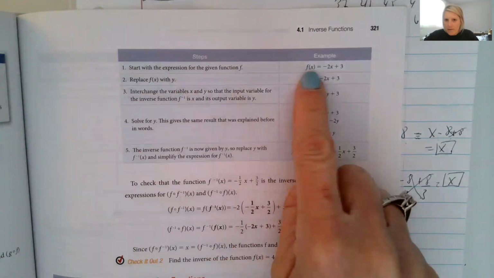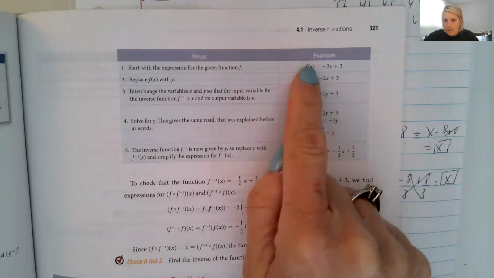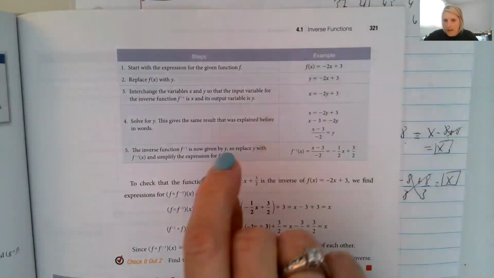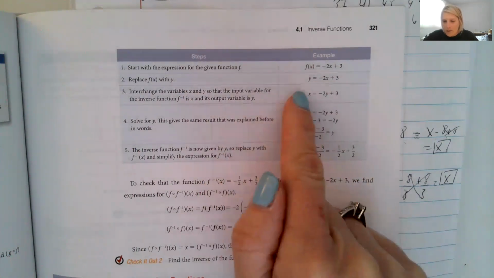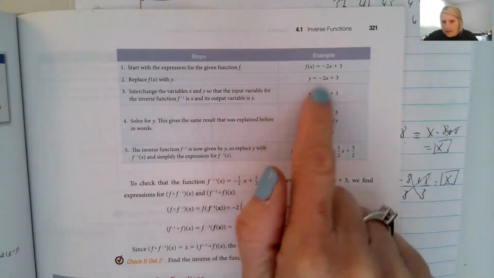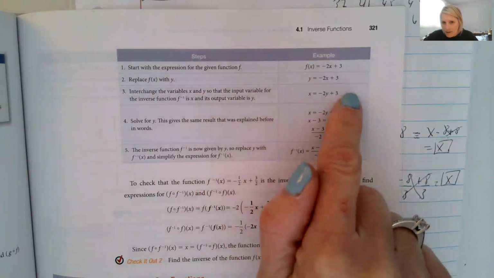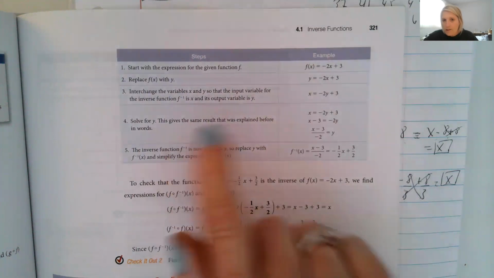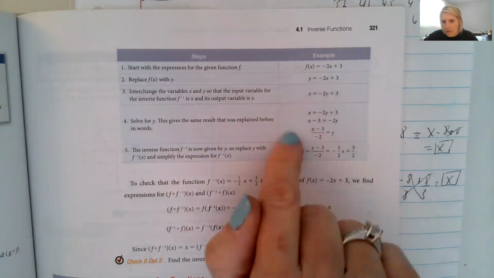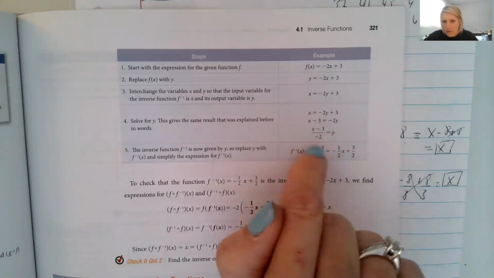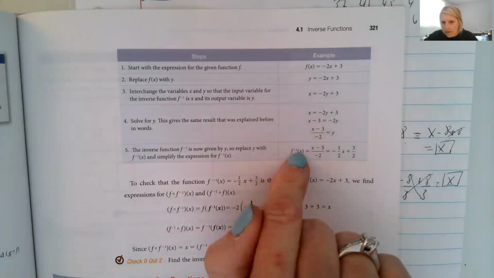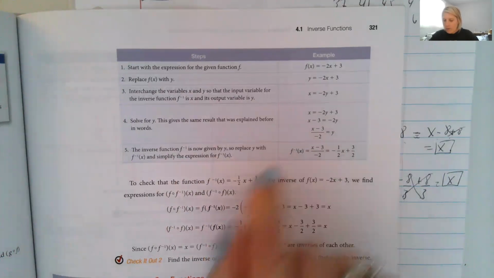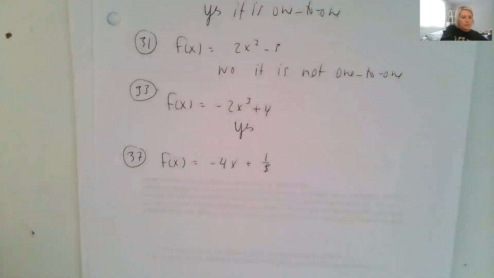So we're going to start with our f of x function. We're going to remove the f of x and give that a y. Then we're going to rewrite the entire equation, and switch: the y is now going to be called x and the x is going to be called y. Everything else will stay the same. Then we're going to solve for y again, so we end up with y on the right-hand side. That's how we create the inverse. And then all we do is name it f to the negative 1 of x, the inverse of function f.